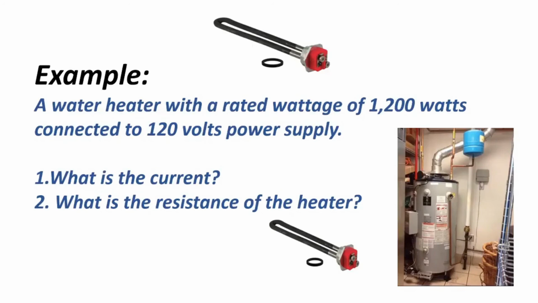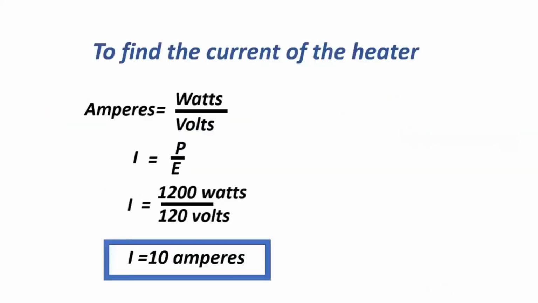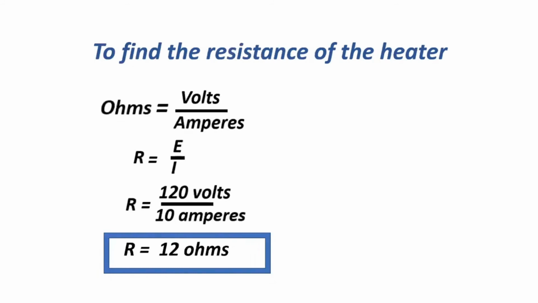A water heater with a rated power of 1200 watts is connected to a 120 volts power supply. What is the current? And number 2, what is the resistance of the heater? To find the current of the heater, amperes equals watts over voltage, or I equals P over E, equals 1200 watts over 120 volts. Our current is 10 amperes. And to find the resistance of the heater, ohms equals voltage over amperes, or R equals E over I, equals 120 volts over 10 amperes. Our resistance is 12 ohms.